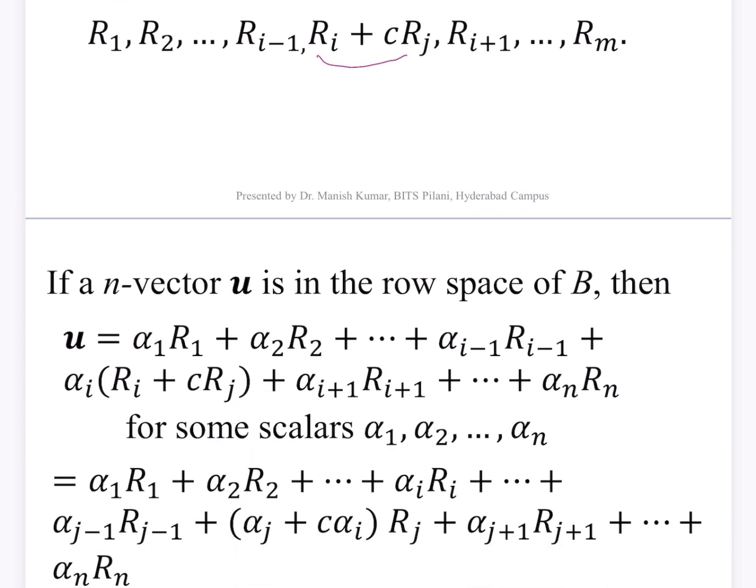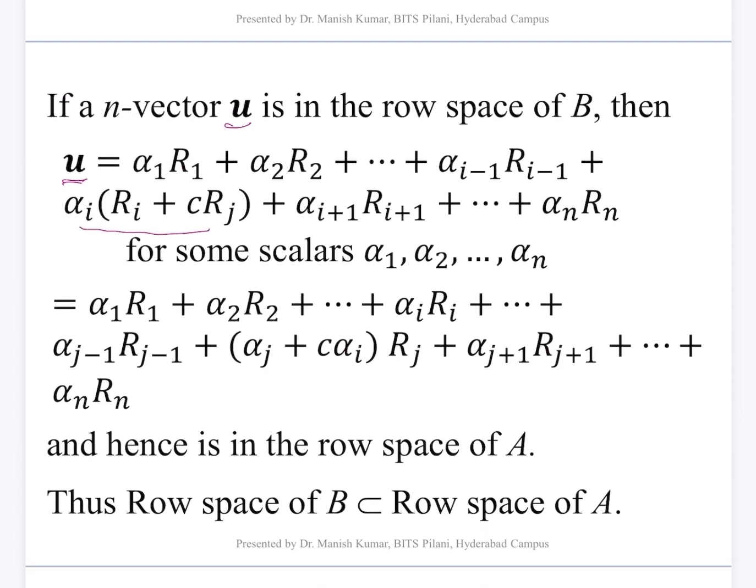And as you know, any vector U, similar story, any vector can be written as a linear combination of the row vectors of the given matrix. Then we are going to write it, and using the property, we can write it like this. Okay. And which is nothing but the linear combination of the vectors with alpha 1, alpha 2, and so on. Alpha j plus C times alpha I is again a scalar, right? So hence this is in the row space of A. So what we can conclude, the row space of B is contained in the row space of A.